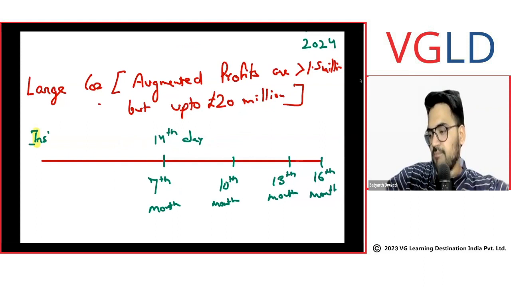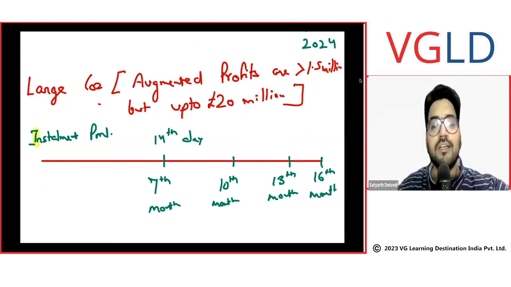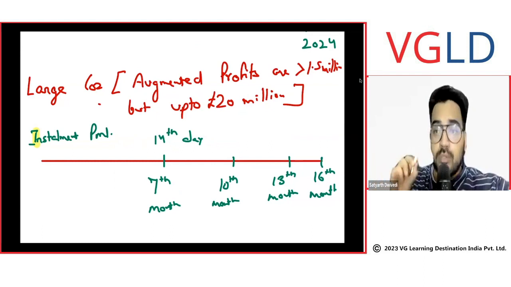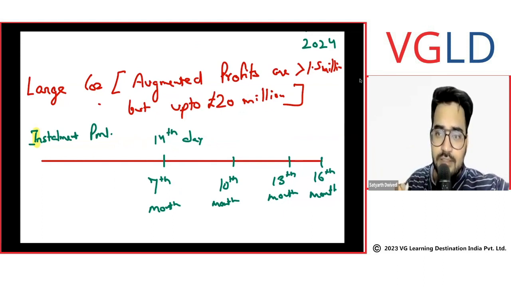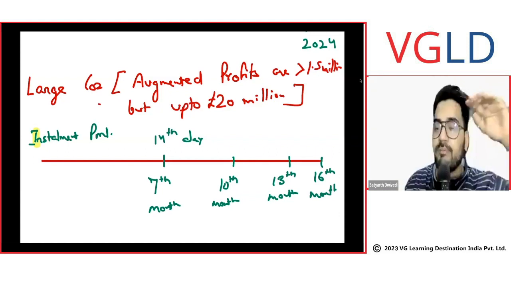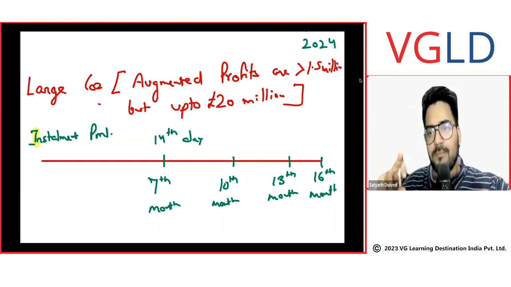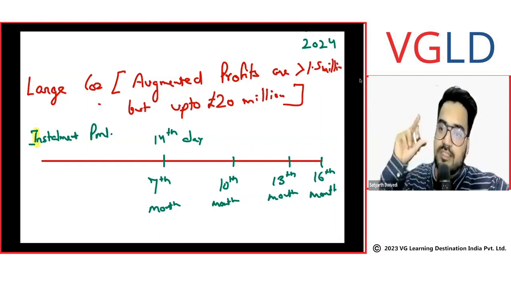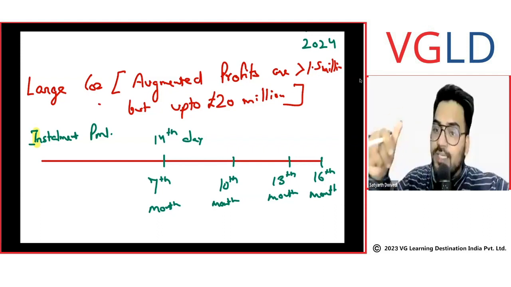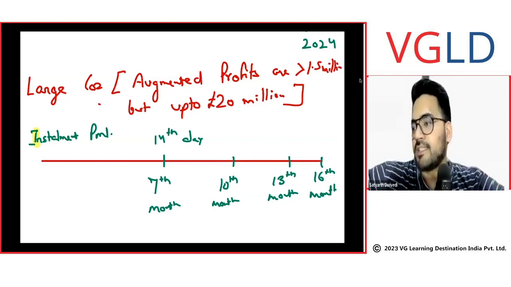For large companies, there is installment payment. So what are the large companies? Large companies are where augmented profit is more than 1.5 million up to 20 million. Everyone, repeat with me. Large companies are the companies where augmented profit is greater than 1.5 million, up to 20 million. So then installment payment system has to be there. An installment has to be in which months? 7th, 10th, 13th, 16th.